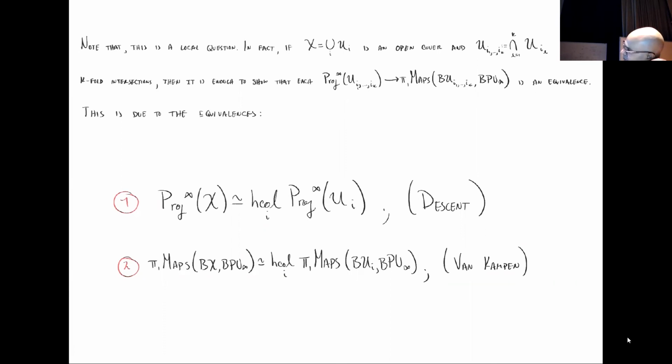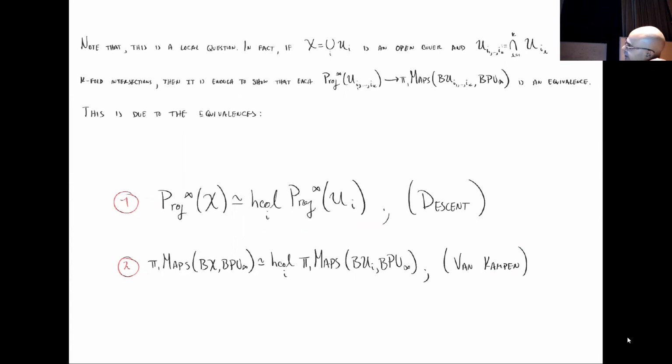And this is because, on one hand, the groupoid of finite dimensional projective bundles over X can be obtained as the colimit of the corresponding groupoids of projective bundles on each piece, and this is just by the descent of maps of stacks. And on the other hand, the fundamental groupoid of the space of maps from BX to BPU infinity is also the homotopical limit of the corresponding restricted groupoids, and this is just an application of Van Kampen's theorem.